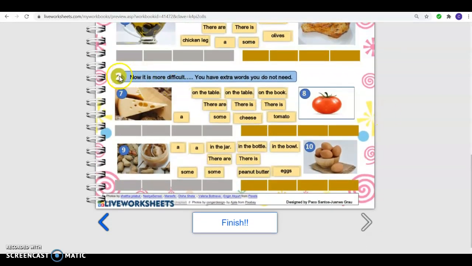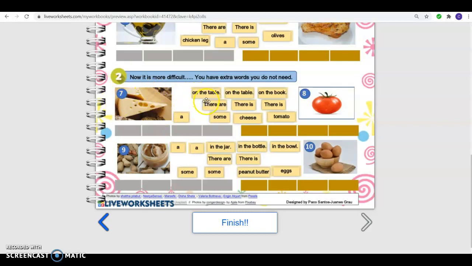Here in activity number 2 we have, now it's more difficult. You have extra words you do not need. Aquí en actividad 2 tenemos palabritas extras. Van a sobrar algunas palabras. No las vas a necesitar. You do not need them. So, si no las necesitas, no las pongas. Remember that first you have to look at the picture.